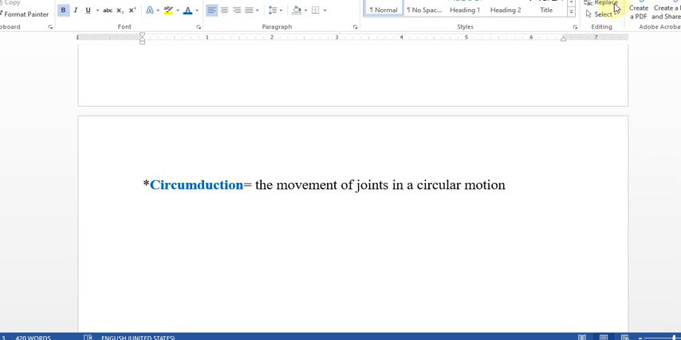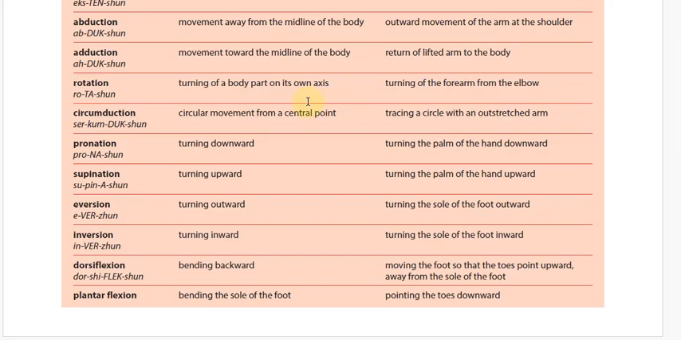Also work on other technical vocabulary here. Try to work on all the vocabulary related to movement or direction. Pronation means turning downward. Work on the rest. In eversion and inversion, I need to tell you that this E here means outward, and this in means inward. You also have this E in exit.